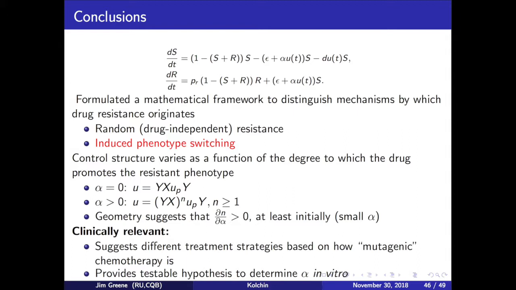But that's the question I'm really interested in. How does this change? At least we see from the geometry that the number of times you should turn treatment on and off increases as you increase alpha, at least up to a certain point. This is extremely clinically relevant because it suggests different treatment strategies based on how mutagenic the chemotherapy is. It also provides a testable hypothesis to determine alpha in vitro. And that's really the summary of this part of this work.